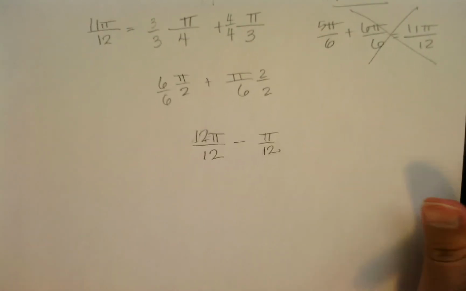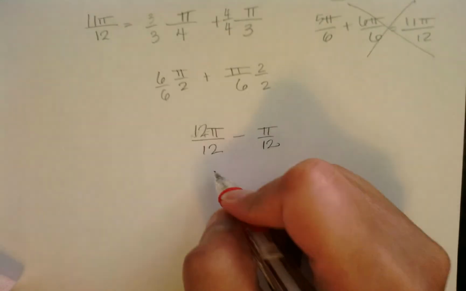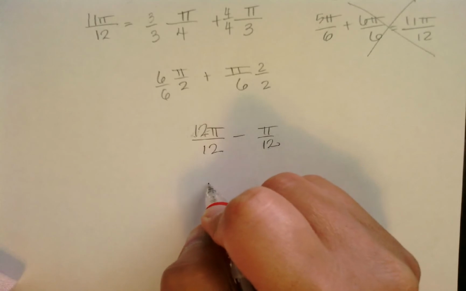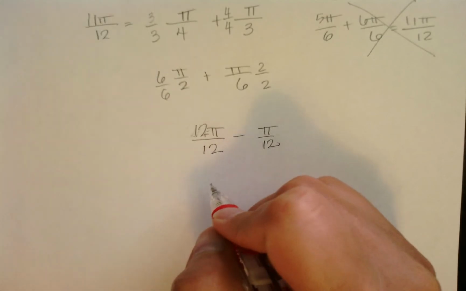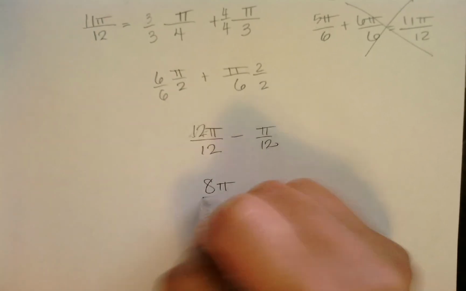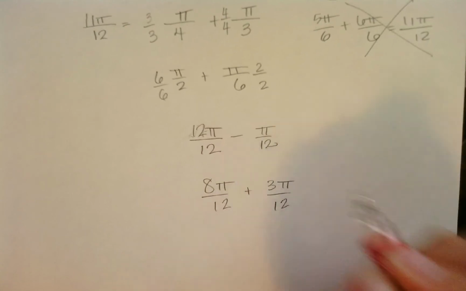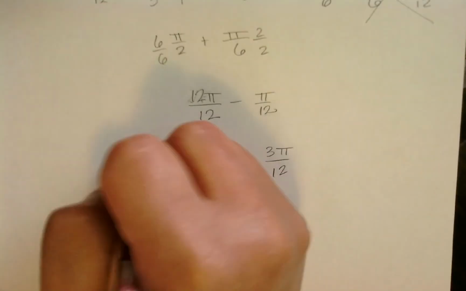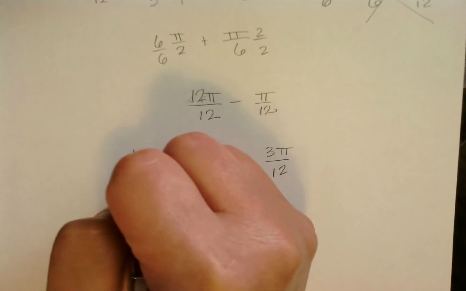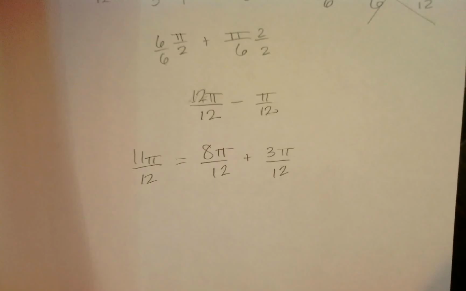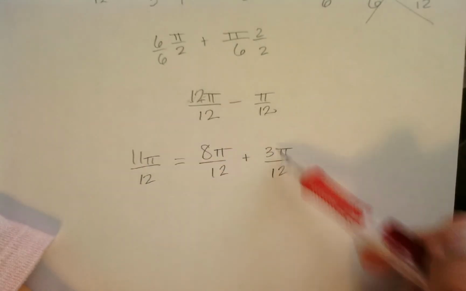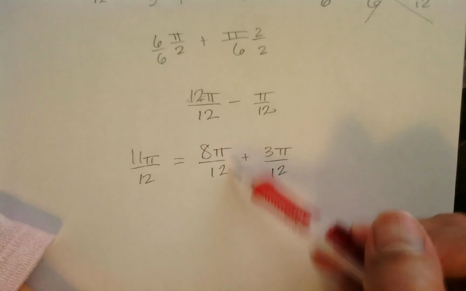Great, I should have probably figured this out before I even gave it. Oh, I'm so slow. Guys, get it together, Sam. What adds up to be 11? 8 and 3, right? 8 12s plus 3 12s is 11 12s. Now simplify these.